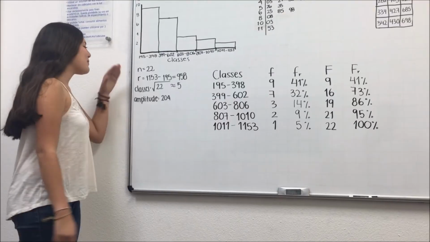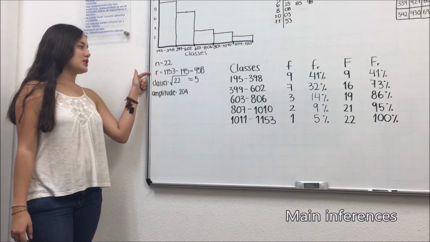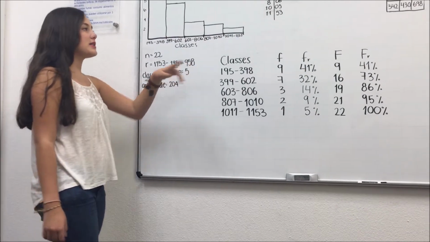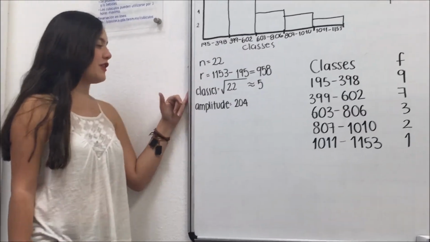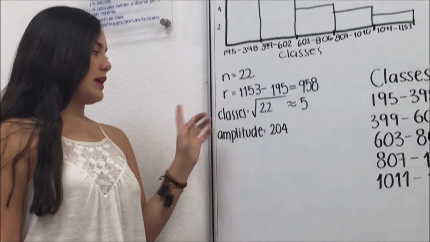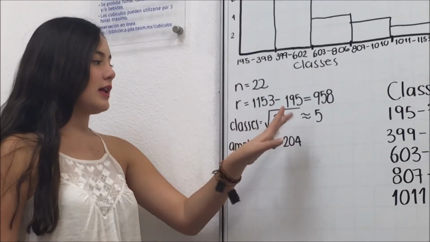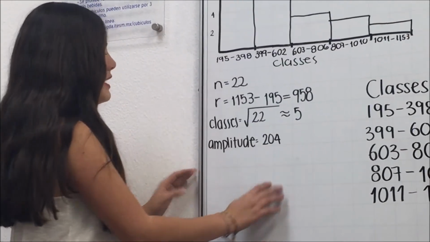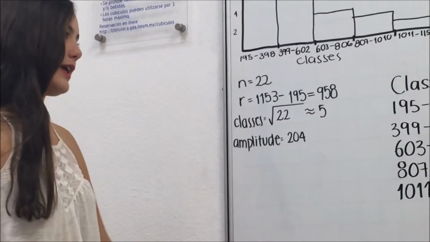We have 22 data. Next, we got the range, which was 958. We got it by subtracting the highest number minus the lowest number. Then, to find out the number of classes, we did the square root of 22, which is the number of data, and gave us approximately 5 classes, which are in here. And the amplitude of each class was from 204 data.